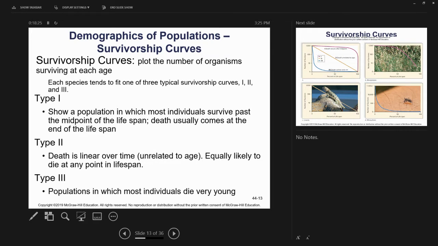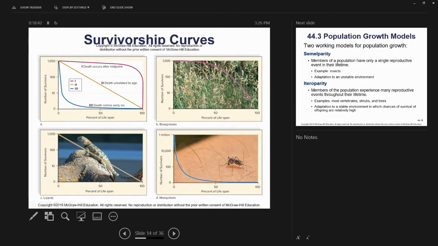Some others are going to get disoriented by lights on shore and die before they reach the sea. Once they hit the water, there's going to be lots of fish and sharks and predators waiting to pluck them off. And just a very few of those individuals are going to survive to reproductive age.